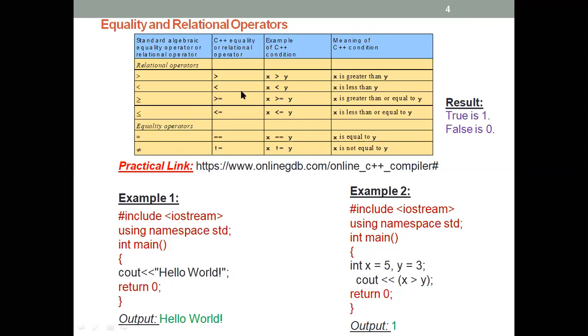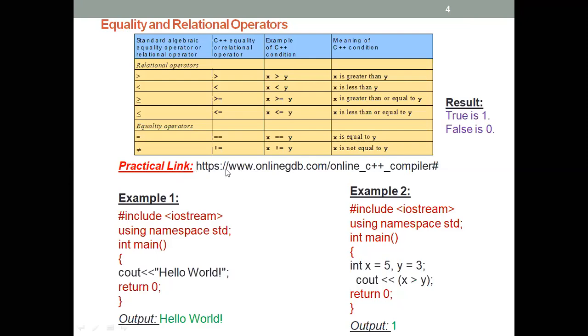Okay, so when you write the program in C++, the result will be only 1 or 0. If the expression is correct, the answer will be 1. If false, the answer will be 0. Only 1 and 0, they will return.